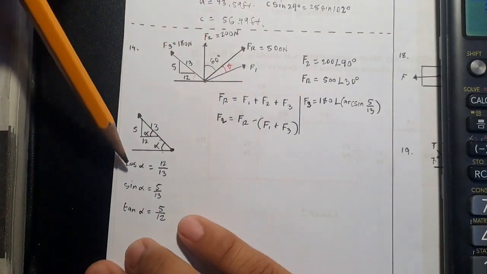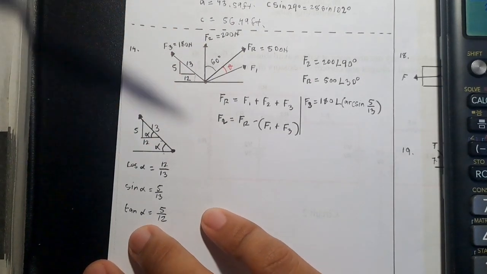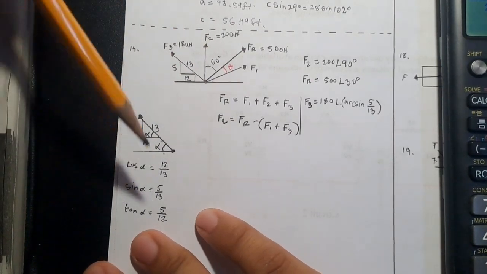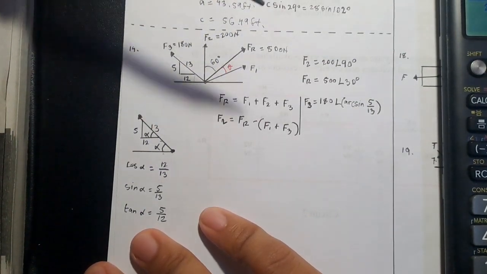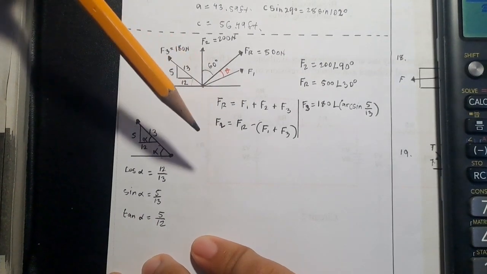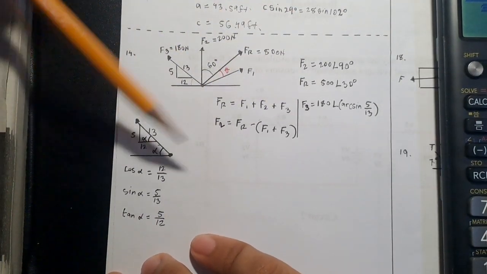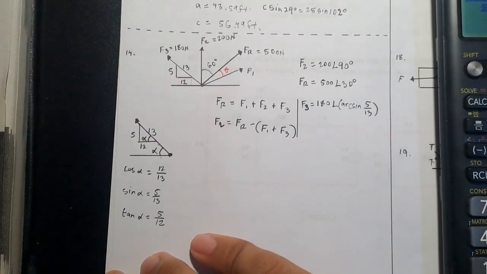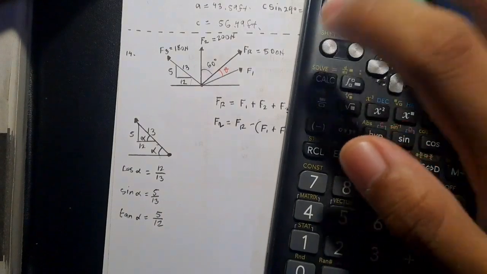Cosine alpha is equal to 12 over 13, adjacent over hypotenuse. Sine alpha is opposite over hypotenuse, 5 over 13, and tan alpha is opposite over adjacent, 5 over 12. So you can get alpha by using arc cosine. What if I said no?